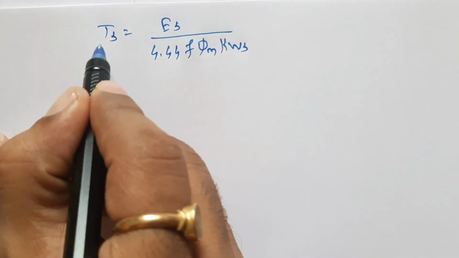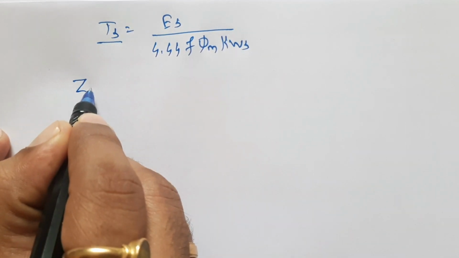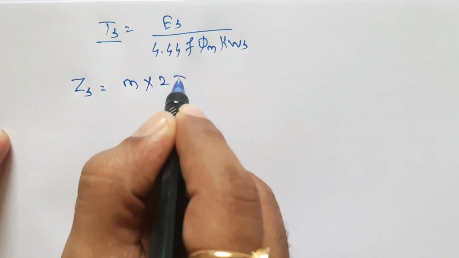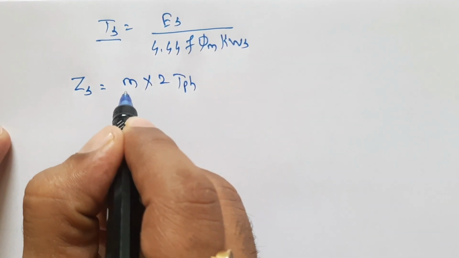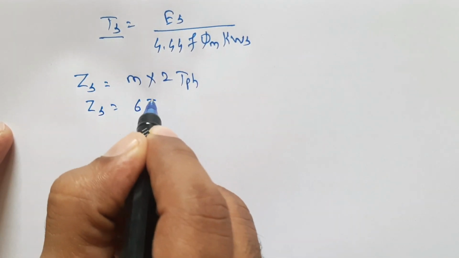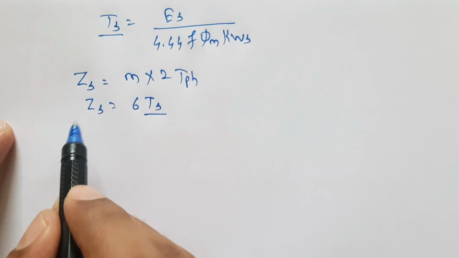Now, from this TS, that is stator turns per phase, we can find the total number of stator conductors, that is ZS is equal to M into 2 TPH, that is M is 3 into 2 TPH, that is ZS is equal to 6 TS. We know already the values of TS. From this, we will get the values of ZS.